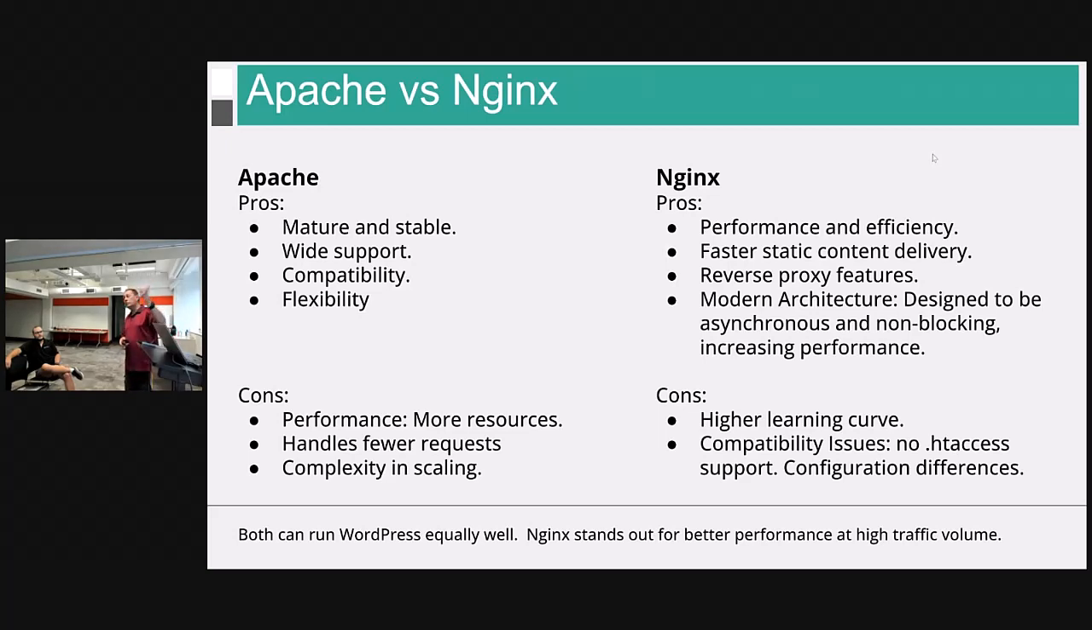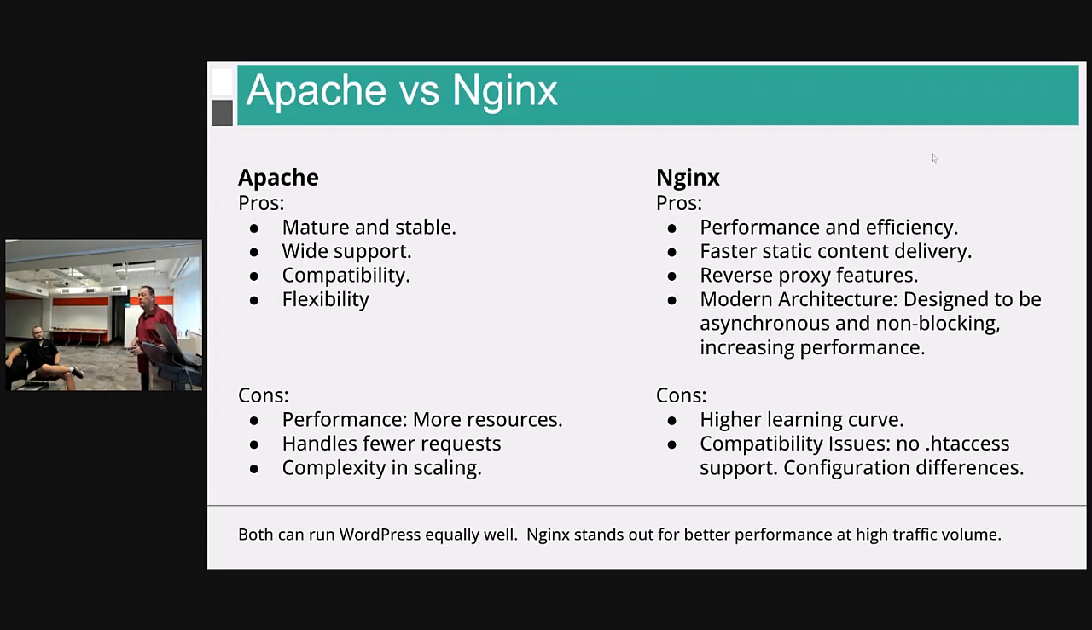Whereas Nginx has a modern architecture, so it's been built for modern web designs. Therefore, it's more performant and more efficient. It handles more requests than Apache. It's also faster at static content delivery, so that's spitting out HTML pages. That's what it loves to do, and images and assets. Also, you can use it as a reverse proxy, which is basically having another server in front of the web server. So you can do things like get rid of spam and intercept DDoS attacks, which you can't use Apache for. Cons are, it's a higher learning curve because it's new, and there are some compatibility issues. But basically, you'll be happy with either of those.